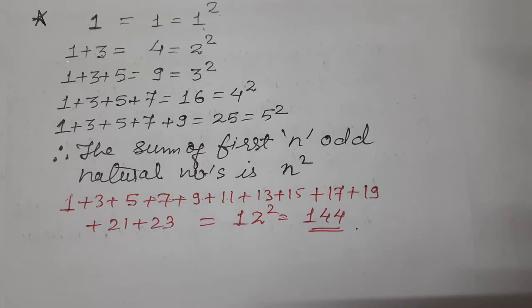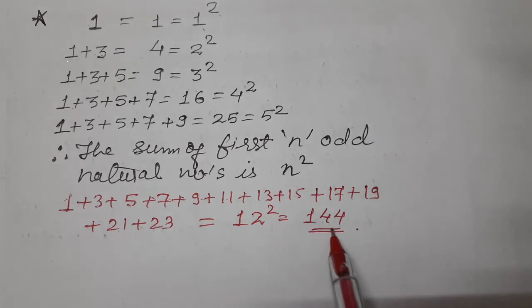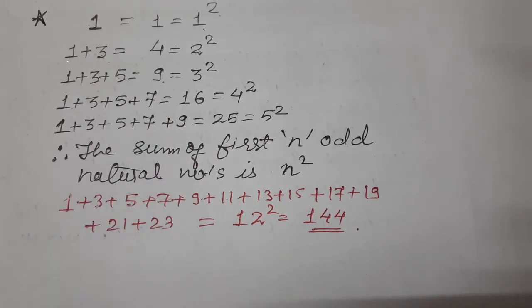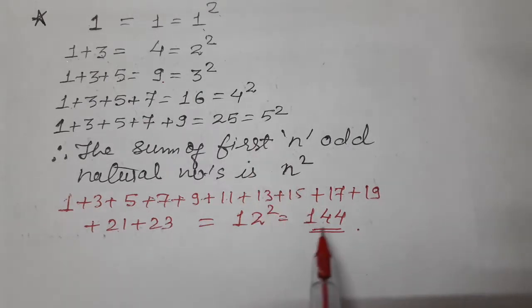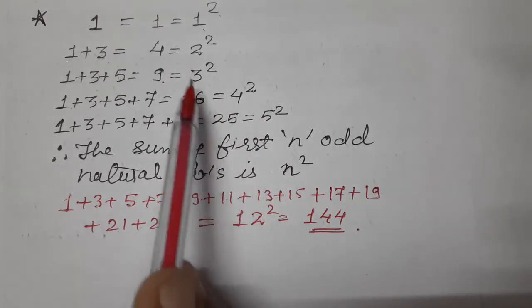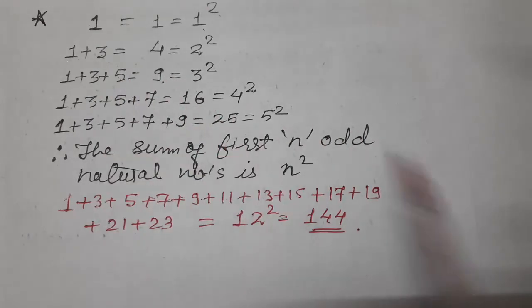So this is the second property. The sum of first n odd natural numbers is n square. And if it is a perfect square, then only this thing happens. Agar wo perfect square hai, to hi aisa hoga. Otherwise, if it is non-perfect square, then we can't express. Jaise abhi ye sare perfect square aa rahe hain, 25 hai, 16 hai. Agar hum 18 ko karenge, it will not come like this, okay? Now, comes another property.